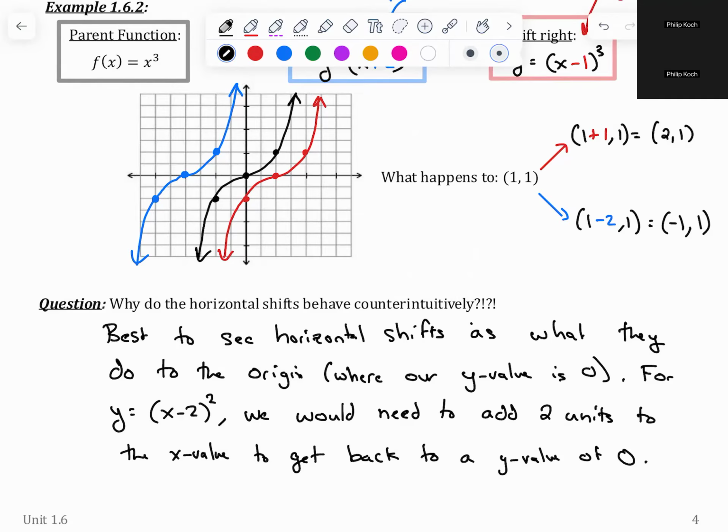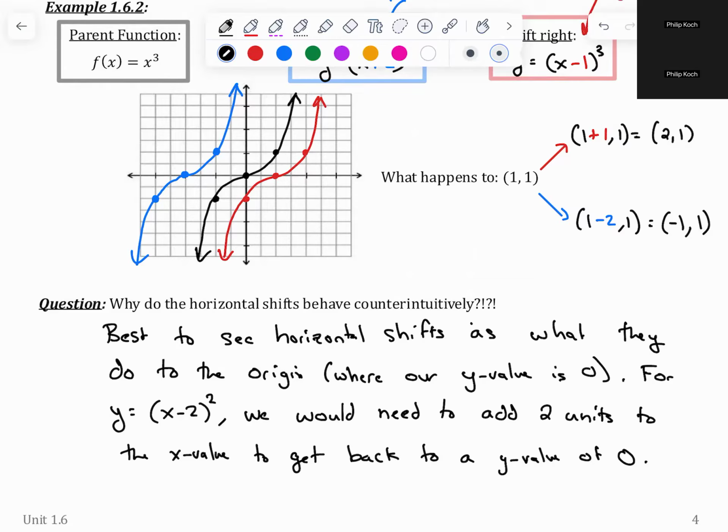So write that down and then we'll explain what we're trying to say. For y equals (x minus 2) squared, in order to get back to a y value of 0, we need to plug in 2, right? That's the only way it would be 0. We plug in 3, it becomes 1 squared, which is 1. We plug in -2 or -1, it becomes a negative number squared. But in order to get 0, we have to be at 2, right?